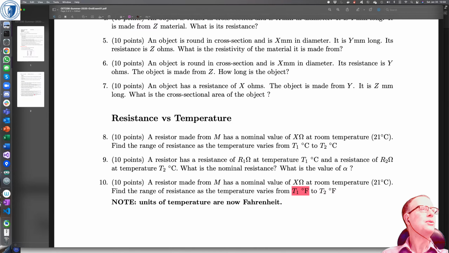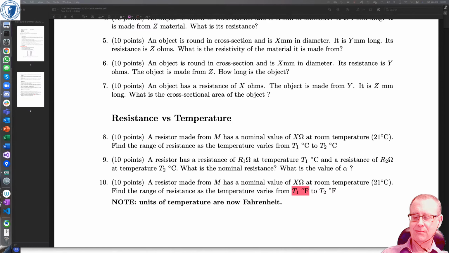Does anybody know the conversion? Let's see if we can do a bingo draw. Jonathan, Jonathan O, do you know the conversion from Fahrenheit to Celsius or Celsius to Fahrenheit?